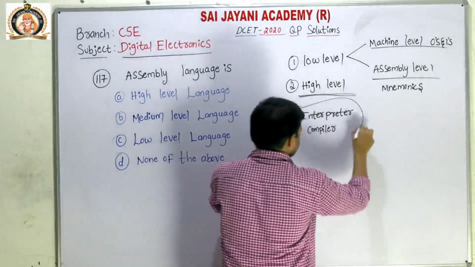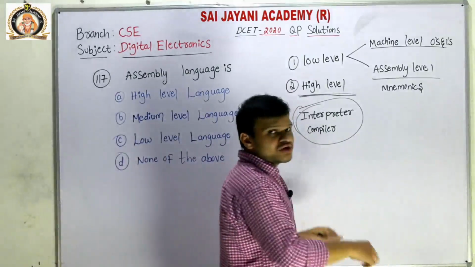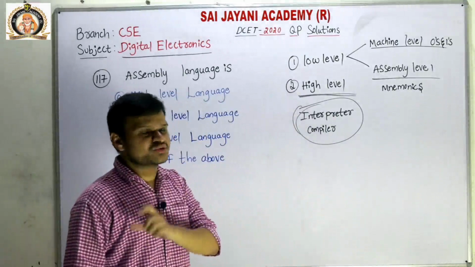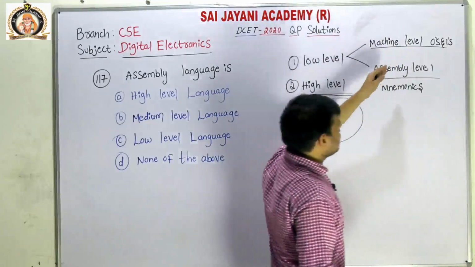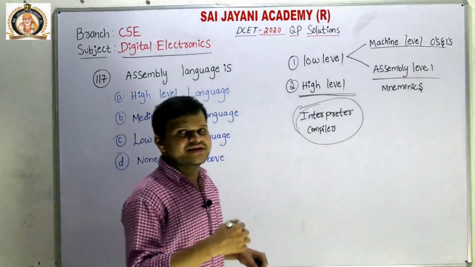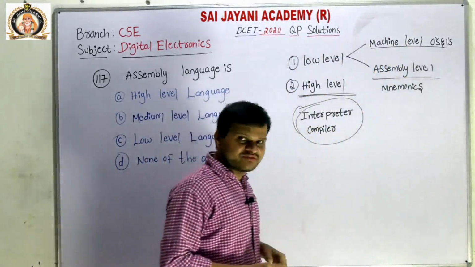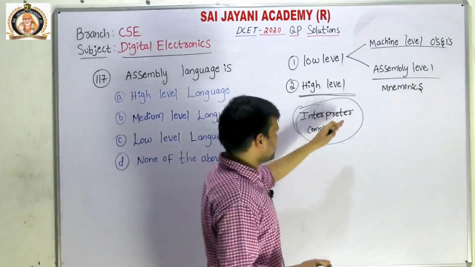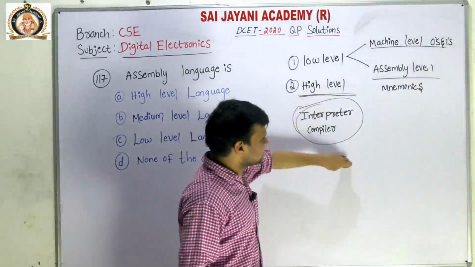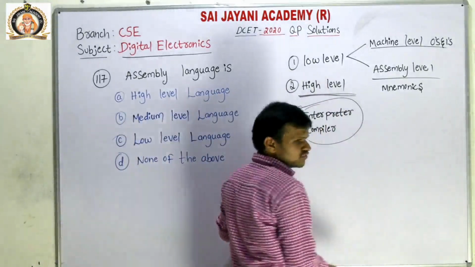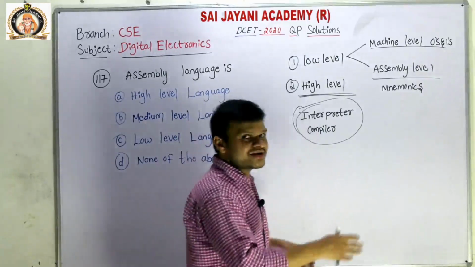So these two translators are required in order to communicate with the computer's processor. But low level language, that is machine level language and assembly level language, directly communicate with the computer's processor. But in case of high level programming language, translators like interpreter and compiler are required, so that the high level language is converted into machine code, so that the computer processor can directly communicate with that code.